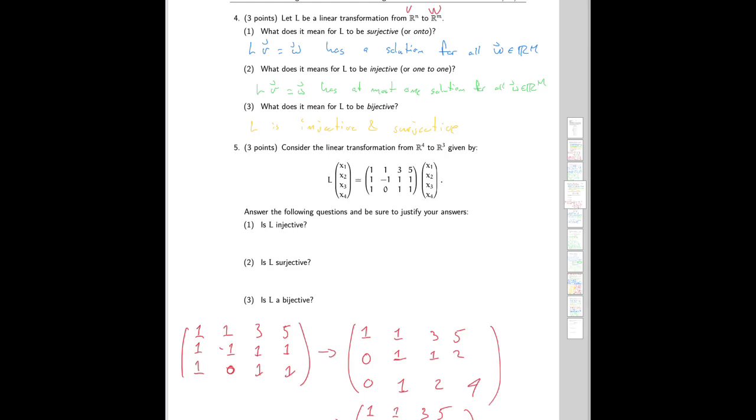It has free variables. This fourth variable here, the fourth column is a non-pivot column. So there are free variables. So I can write there are free variables, so not injective. Is it surjective? There is no row of zeros. So surjective. So it is surjective. Is it bijective? It should just say, is L bijective? No, because it is not injective.